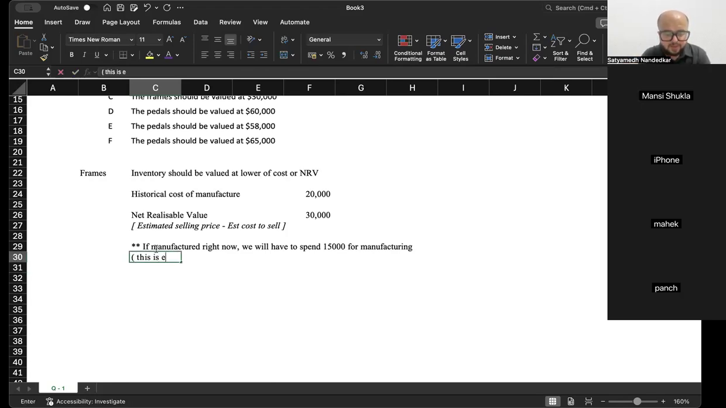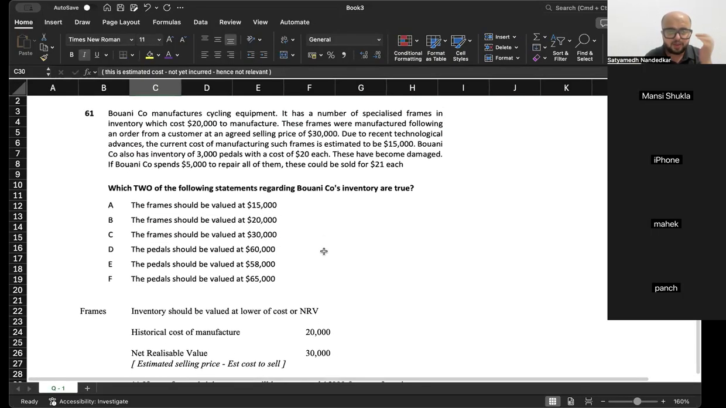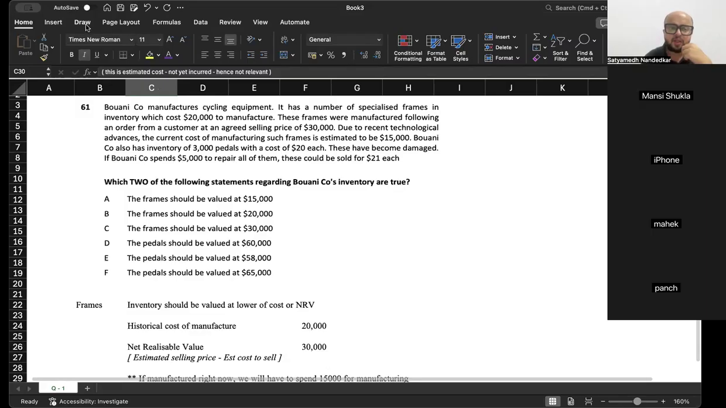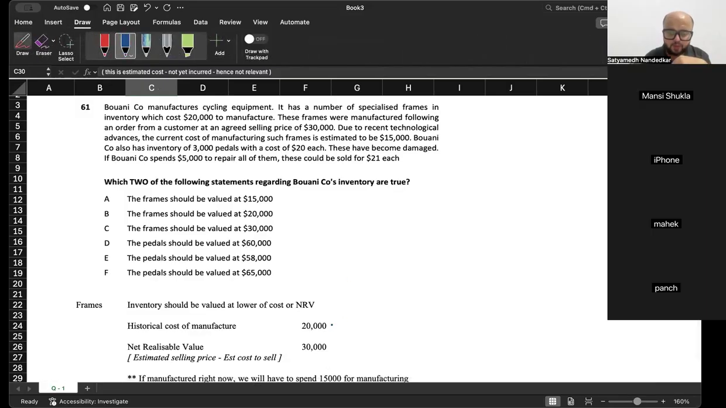Okay. This is an estimated cost, not yet incurred, hence not relevant. When we say cost, it is always historical cost, which is 20,000 in this case. Inventory is valued at the lower of the two, so 20,000. This 15,000 was given to confuse you. Please remember, it is yet to be incurred, so it has no relevance in your calculations.